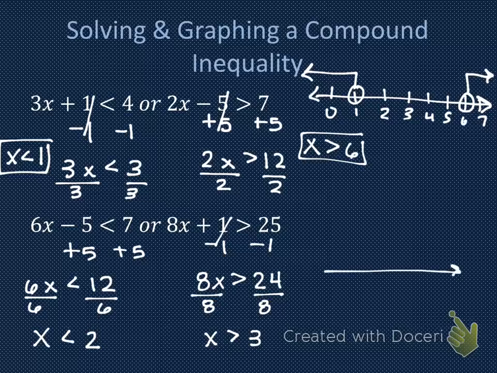So now I need to draw my number line because I know x has got to be smaller than 2 or greater than 3. So I'm going to do 1, 2, 3, and 4 on my number line. What type of circle am I going to have over 2? Open. And I go towards the smaller numbers. What type of circle am I going to have over 3? Open. And I'm going to go towards the larger numbers. So opposite directions.